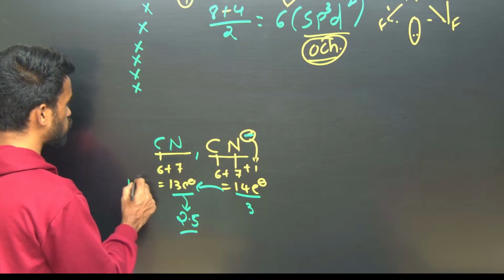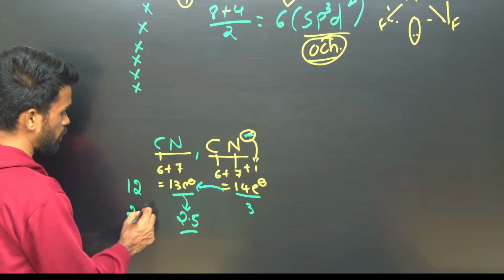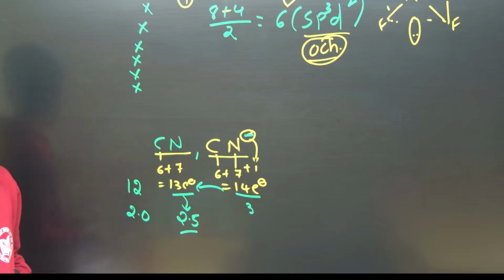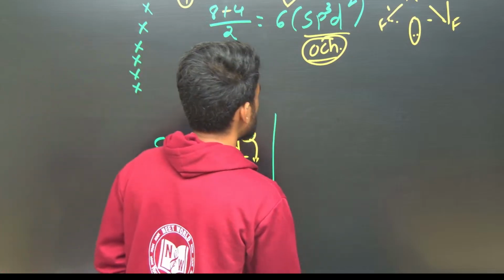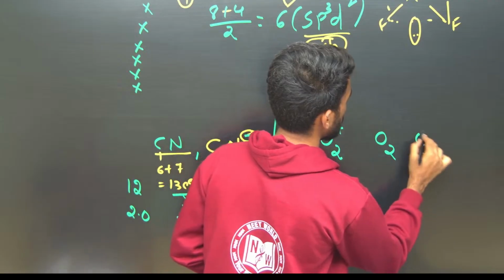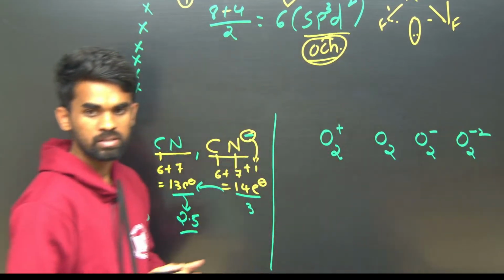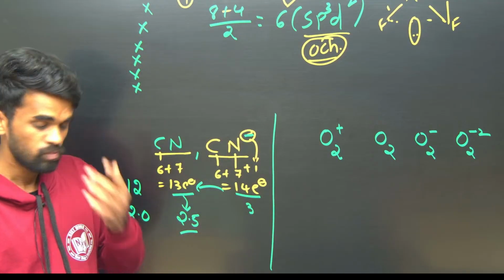Again, if I have only 12 electrons, it decreases by 0.5, so it will be 2.0, like that. Now yesterday I gave you this question: O2 plus, O2, O2 minus, O2 2 minus. Tell me for this, what is the bond order?